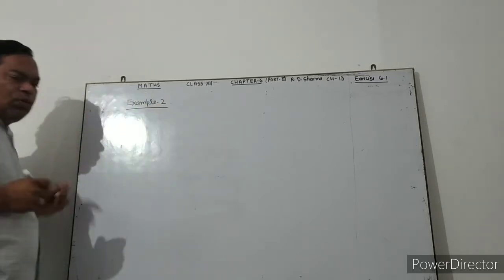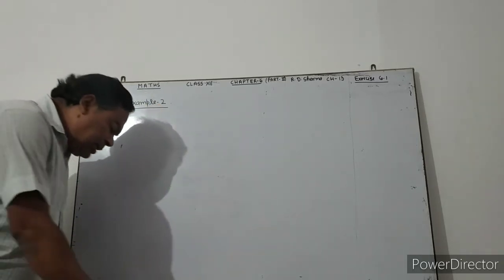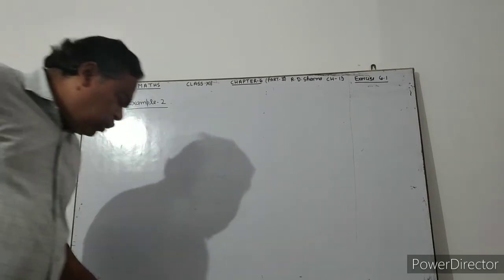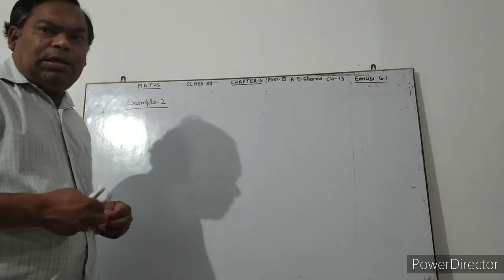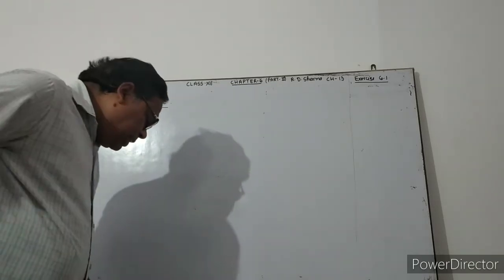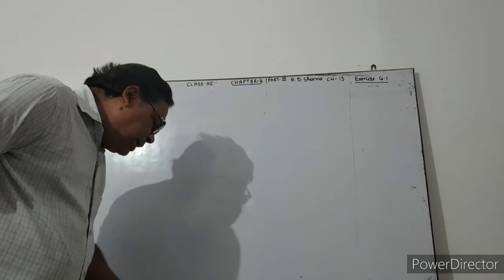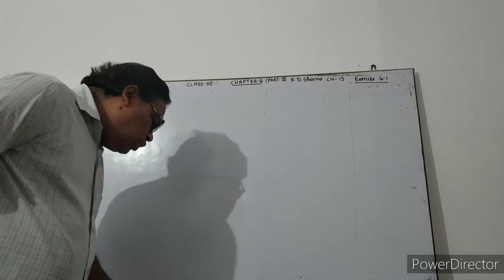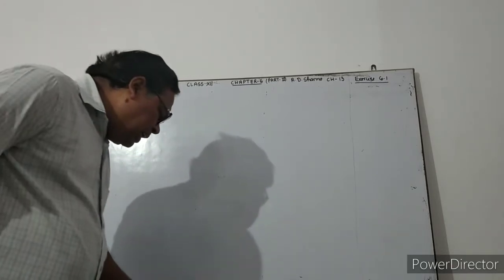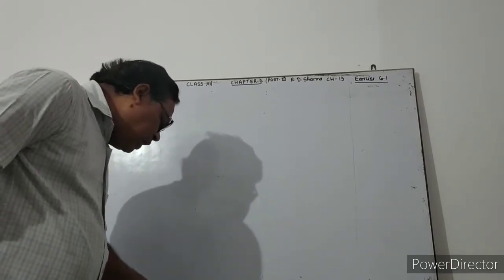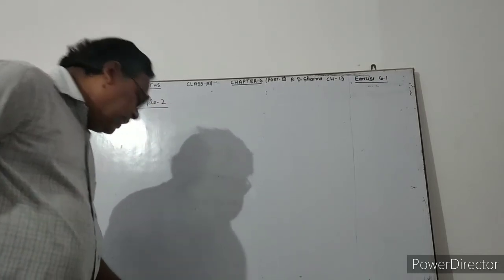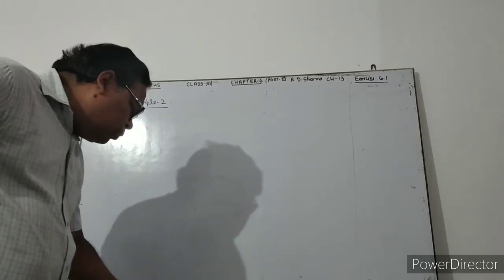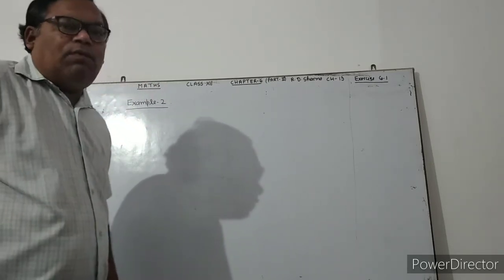Now, you see the example. The example is given: the volume of the cube is increasing at the rate of 9 cubic centimeter per second. How fast is the surface area increasing when the length of edge is 10 centimeter? What is given? The volume of the cube increasing.